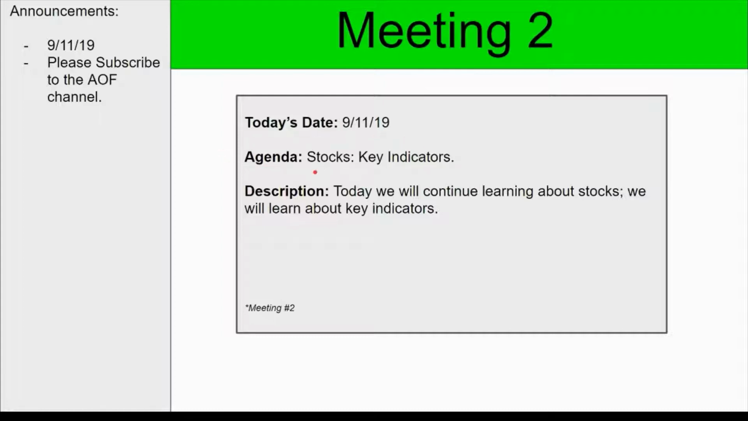And for the agenda, we had stocks, key indicators. So we continued learning about stocks, and more specifically, we learned about key indicators.